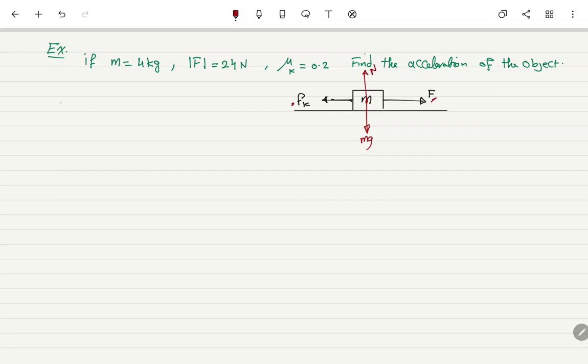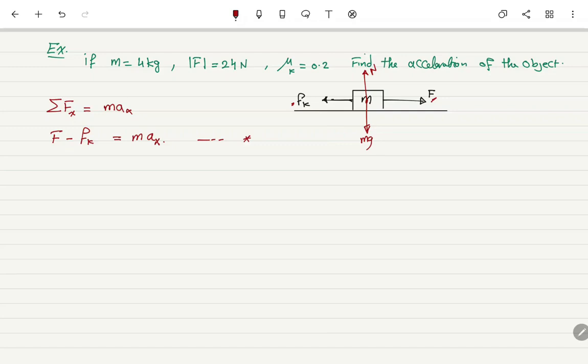Now the sum of all forces on X equals m ax. In this case, F minus Fk equals m ax. So this is equation number 1.